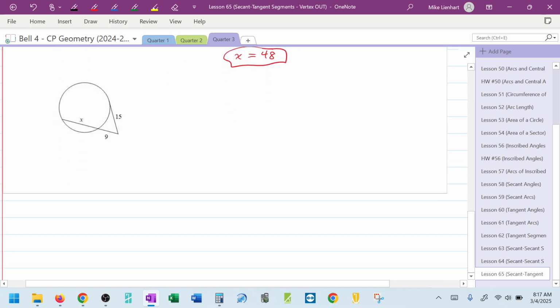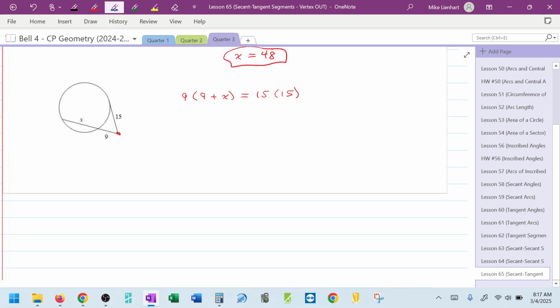Okay, and one more just to make sure we all got this. Try to pause the video and do it on your own. Okay, so if I'm measuring from this vertex out, I'm going to go 9 times 9 plus x equals 15 times 15.